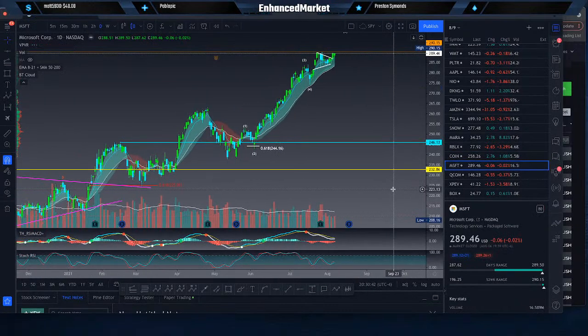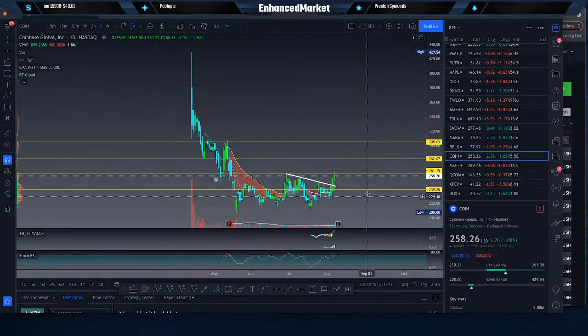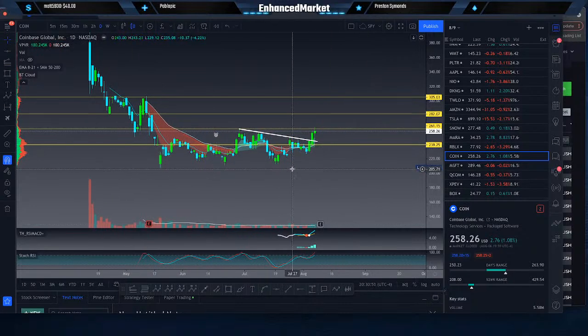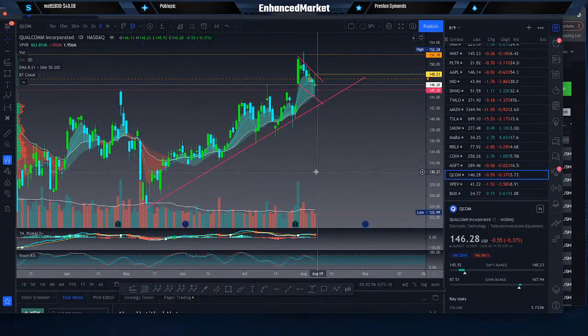Microsoft looks great. Yeah, inverse head and shoulders. Yeah. You're right. Didn't even see it.